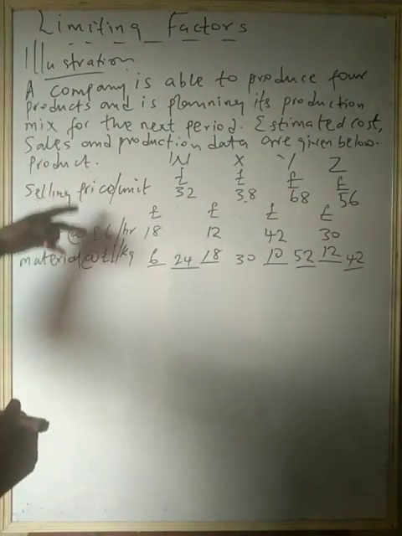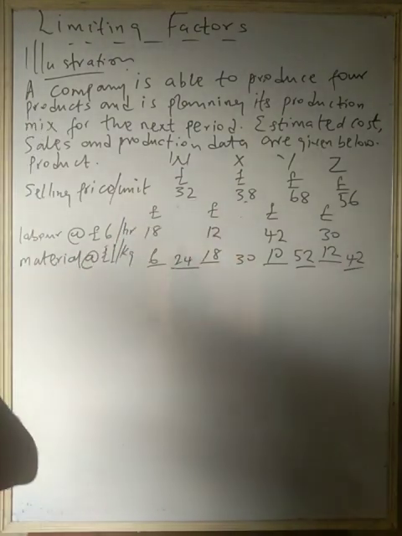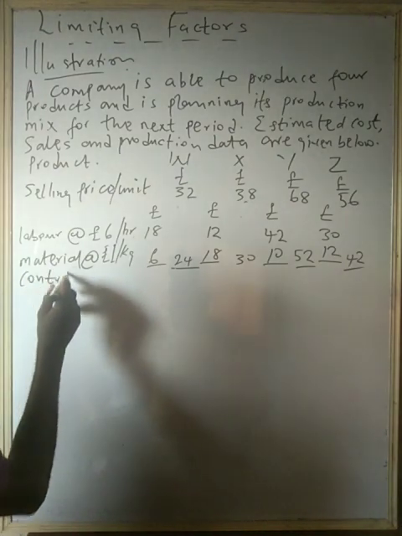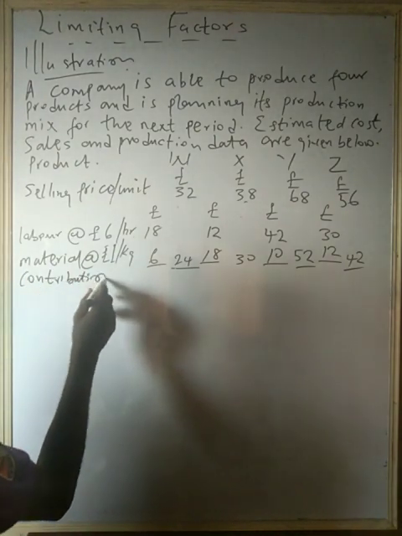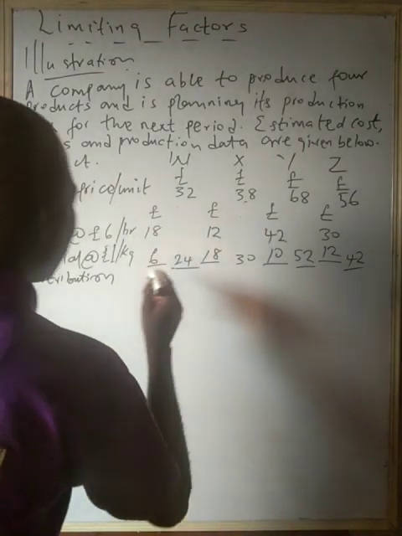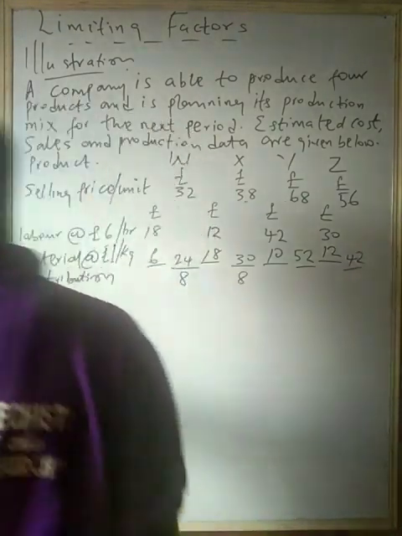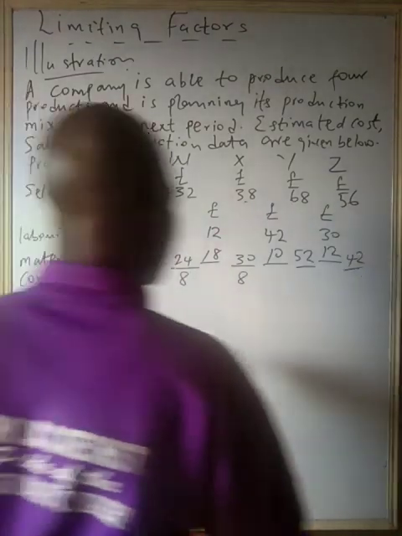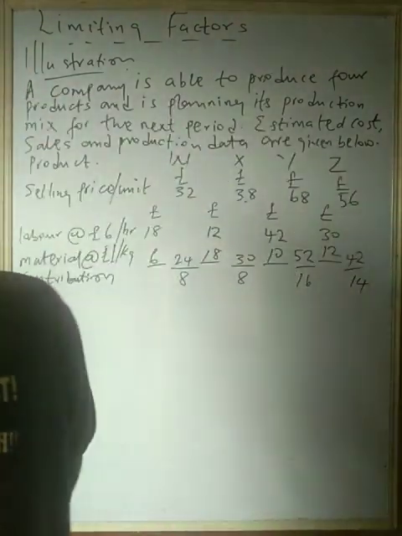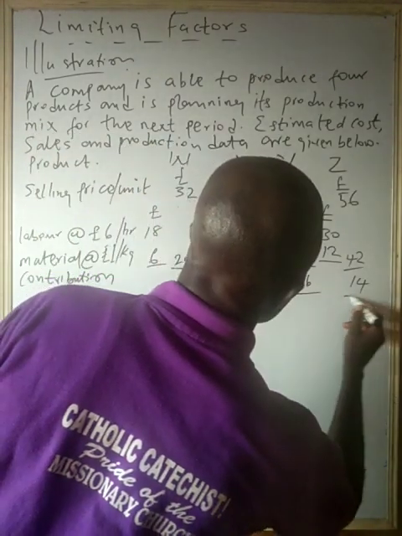Then this is the selling price, and this is variable cost. Deduct variable cost from selling price, it gives you contribution. You have your contribution here: 8, 8, 16, 14. These are contribution.